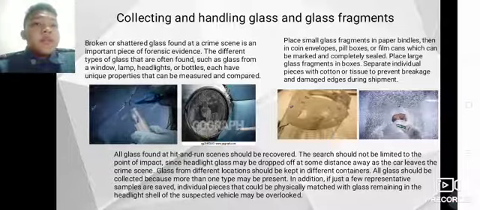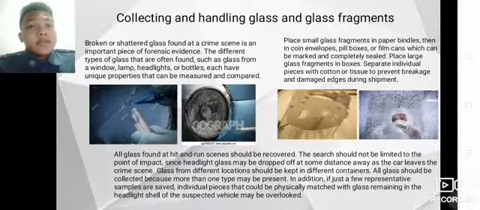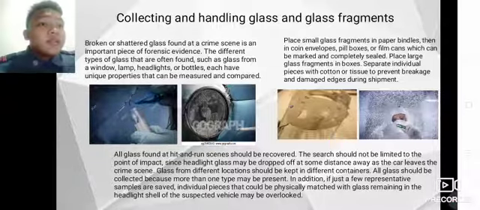The way of handling glass fragments. Place a small glass fragment in a paper bindle, then in a coin envelope, pillbox, or film can, which can be marked and completely sealed. Place a large glass fragment in a box so that it can be sealed.